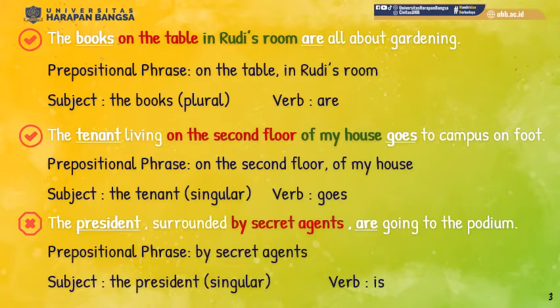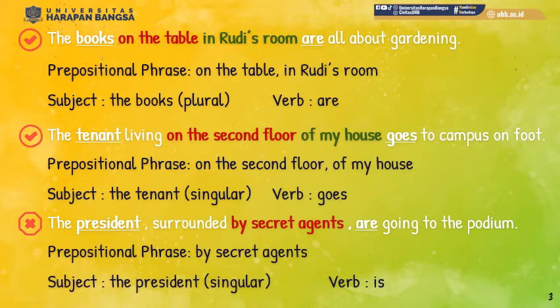So here you have verb goes, kemudian ada subjek, subjek biasanya ada di depan yaitu kata bendanya, the tenant. Nah, the tenant di sini singular, hanya ada satu, maka verbnya adalah goes. So the sentence is correct. Subject agrees with the verb. What about the last one? The president, surrounded by secret agents, are going to the podium.